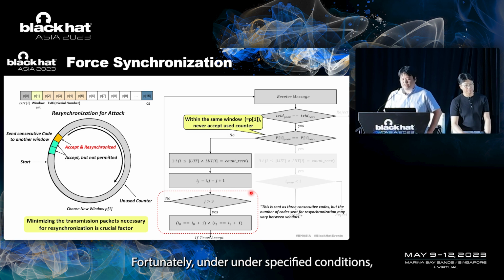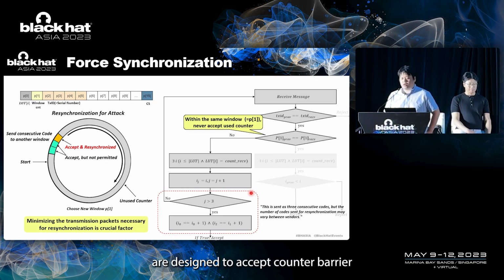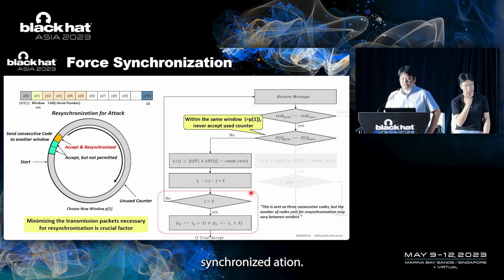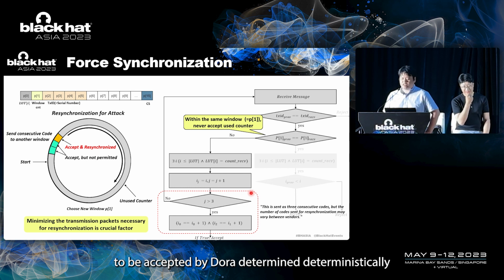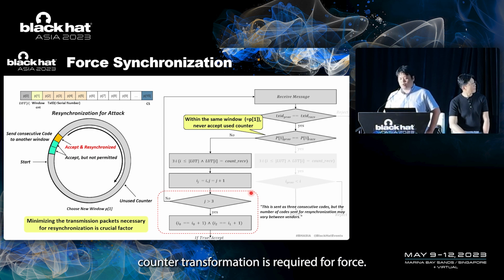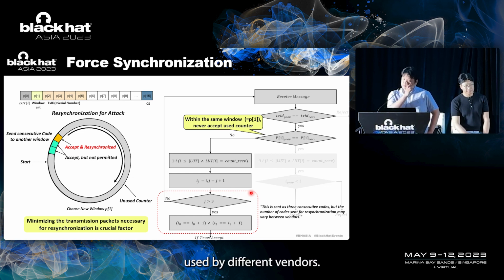Fortunately, under specific conditions, we discovered that door locks are designed to accept counter values outside the expected range. When a series of strictly consecutive counters is received by the door lock, the system undergoes forced synchronization. It means that the forged message would be accepted by the door lock deterministically even if the attacker does not know the last accepted counter value. The number of consecutive counter transmissions required for forced synchronization may vary depending on the specific implementation used by different vendors.